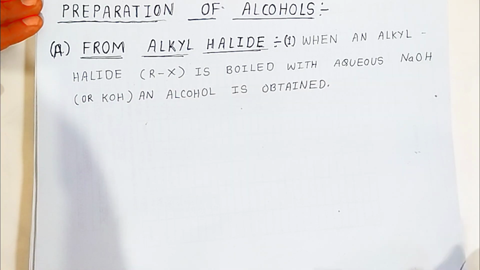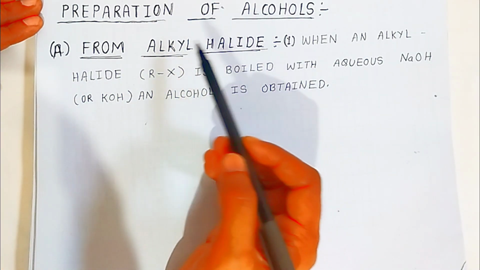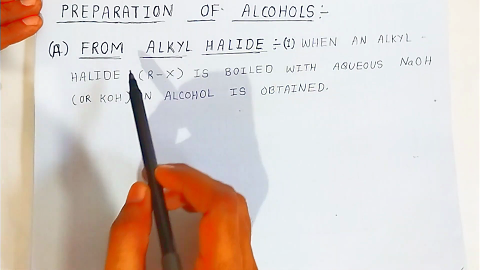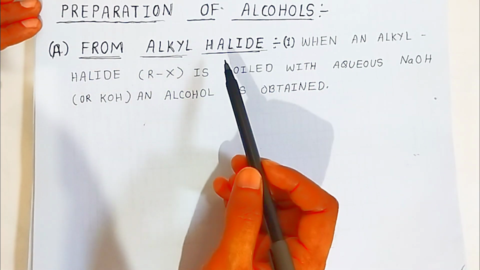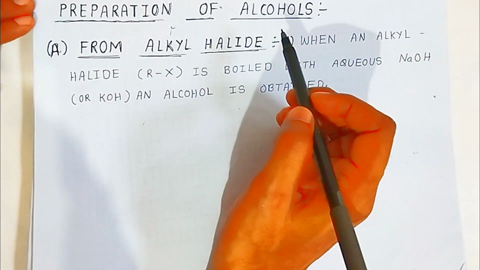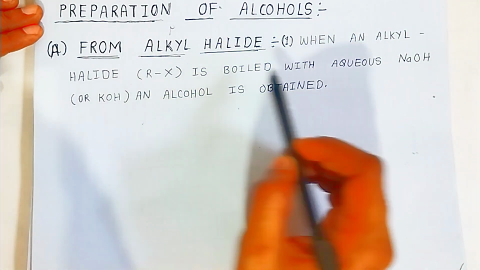In this video students, we are going to see the preparation of alcohols. So there are raw materials from where we are going to prepare alcohols. The first raw material that we are going to take is alkyl halide. R stands for alkyl and X stands for halide. So students, we are going to prepare alcohol from alkyl halide.